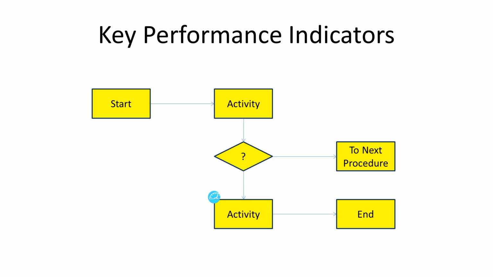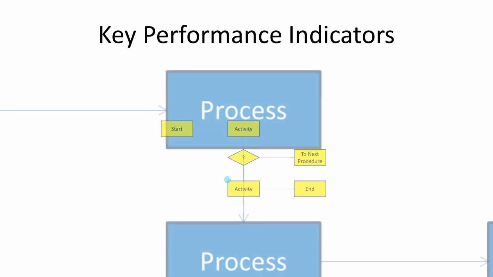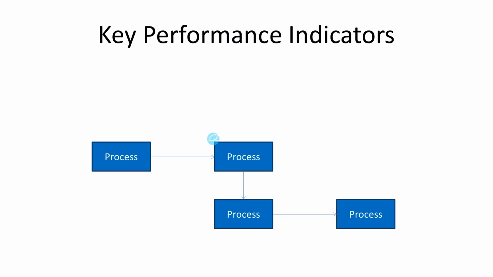Some activities are essential to the operation of a procedure and need to be measured. Here we've marked an activity with a key performance indicator. A key performance indicator is simply a report that goes to management so that they can understand the performance of a specific activity and therefore the performance of a specific process. And we would also mark the process as having key performance indicators within it.